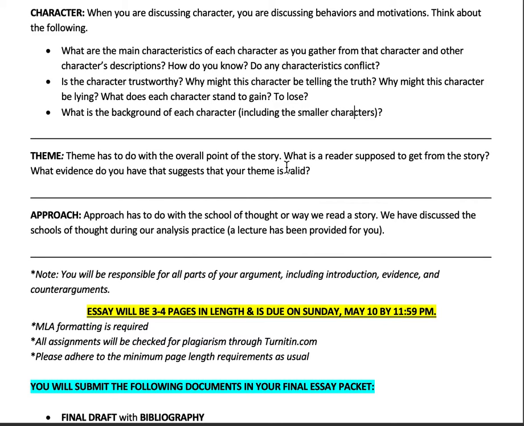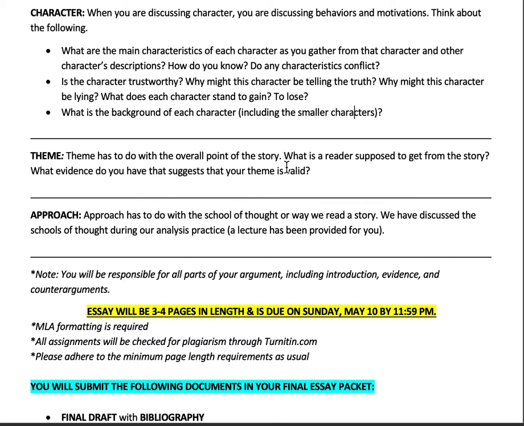Secondarily, you want to think about, are they trustworthy? And in this story, this is a really interesting look at whether or not characters are trustworthy. And how do we know this? Why might they be telling the truth, or why might they be lying? What do they gain or lose by lying or telling the truth?